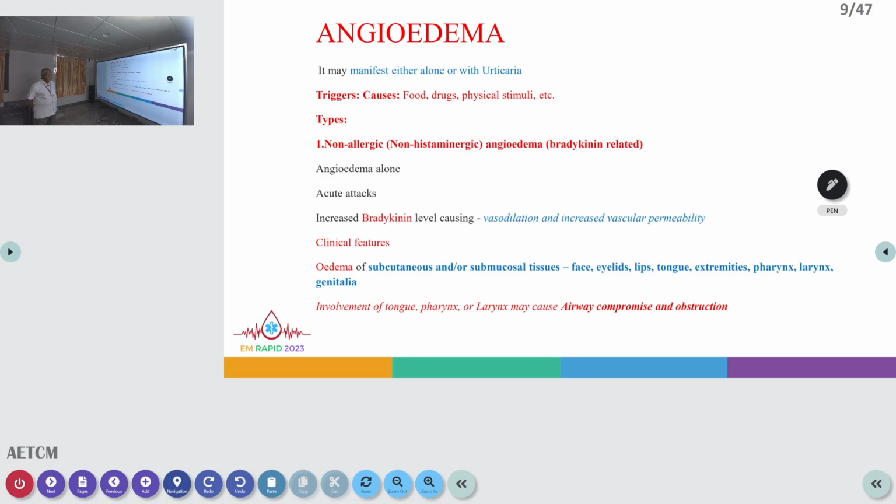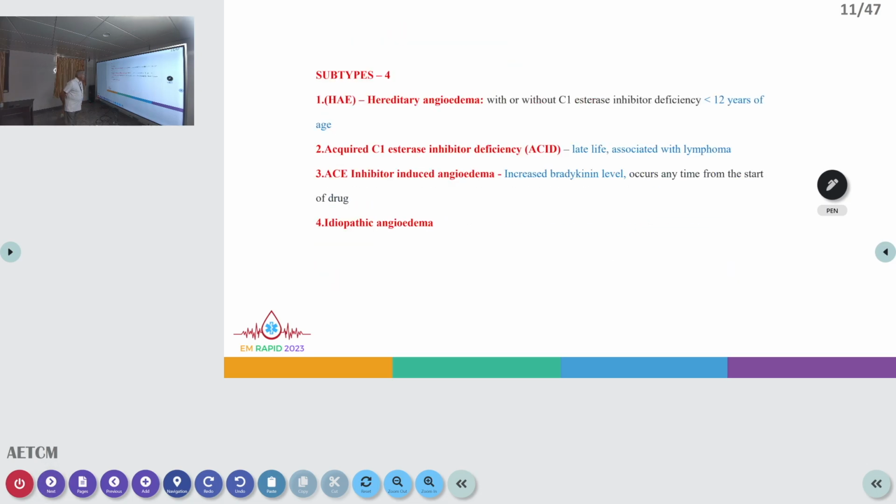Bradykinin causes vasodilatation and increased vascular permeability. Clinical features: edema of the subcutaneous and/or submucosal tissues, that is skin as well as submucosal tissues: face, eyelids, lips, tongue, extremities, pharynx, larynx and genitalia. With involvement of the upper airway, the airway is always compromised, and there may be airway obstruction of various degrees, so we have to be very careful in airway management.